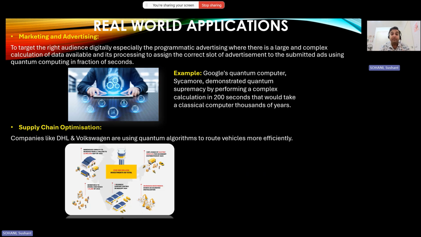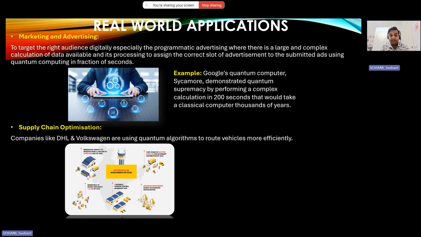But using quantum computing, like programmatic advertising, you just create your campaign, you put your imagery, and this tool does the wonder for you and shows the ad to the right consumers. Then if they click it or they don't click it, it's a different ball game. But at least the probability of getting the clicks and eventually sales increases. Okay, so that's the example I've given. Google's quantum computer Sycamore demonstrated quantum supremacy by performing a complex calculation in only 200 seconds that would have taken classical computers thousands of years.